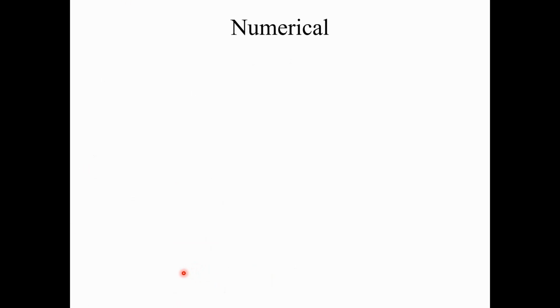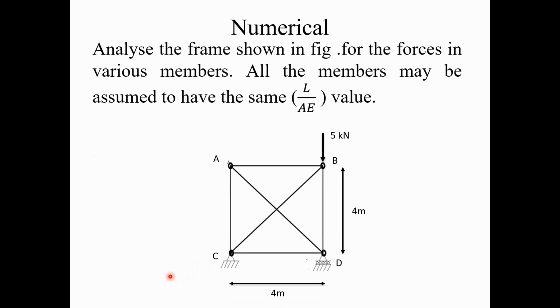So let us discuss one numerical of analysis of redundant truss. Analyze the frame shown in figure for the forces in the various members. All the members may be assumed to have the same L upon AE value. So this is ABCD truss and it is subjected to an external load of 5 kilonewton at point B. First we have to check the stability of this truss.